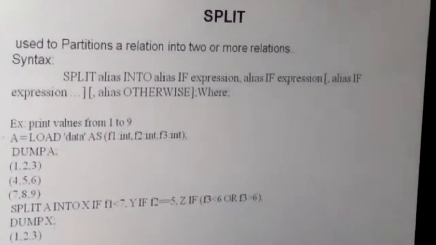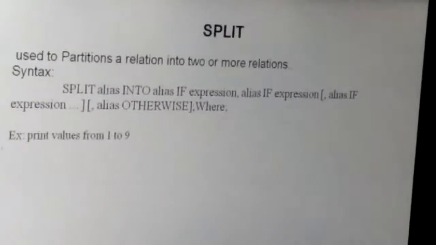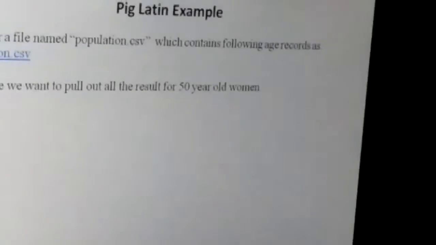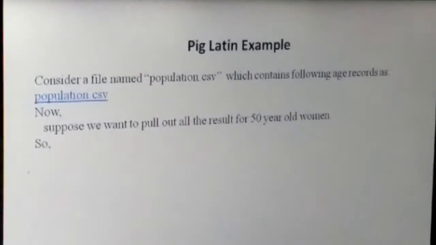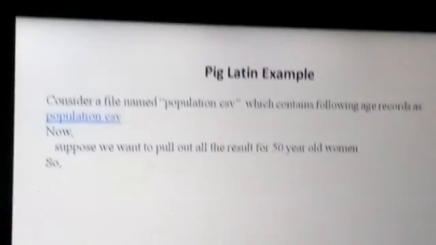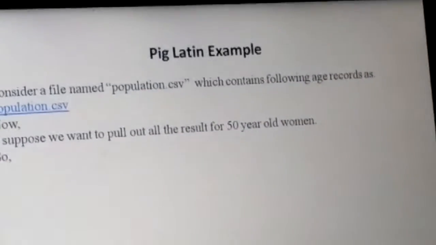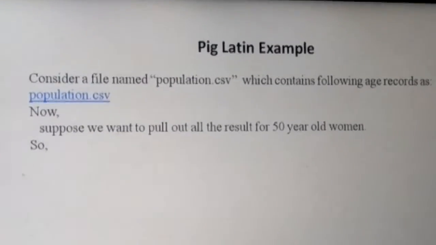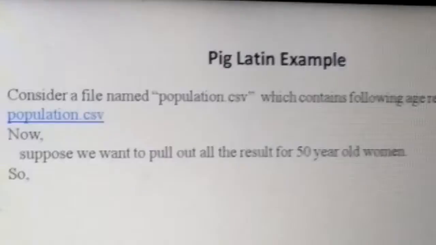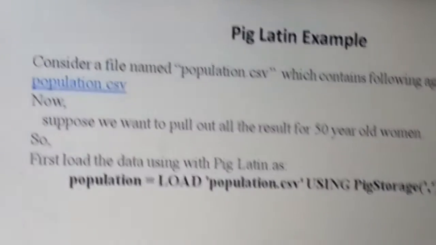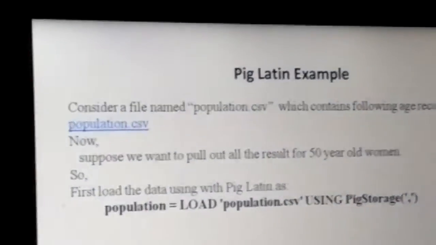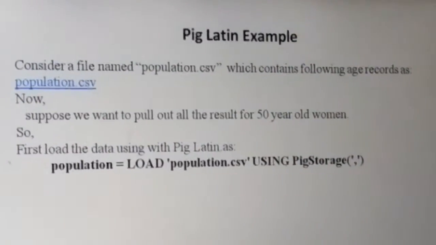So we'll see, these are the examples given. And then we'll see one more example, that is a Pig Latin example. So consider a file named population.csv which contains the following age records. Now suppose we want to pull out all the results for 50-year-old women. Then first load the data using Pig Latin. So this is the command, that is population equal to load the file name, then using PigStorage.